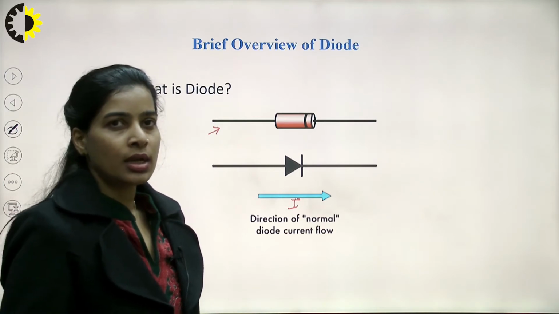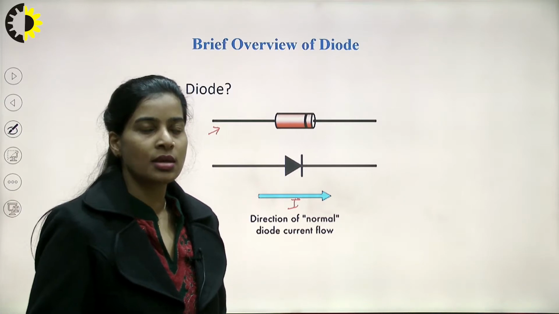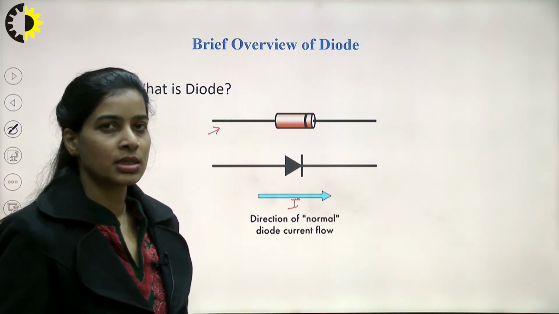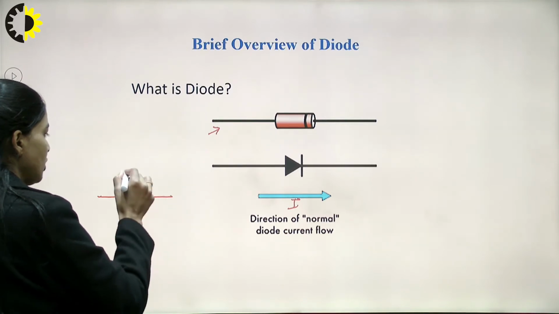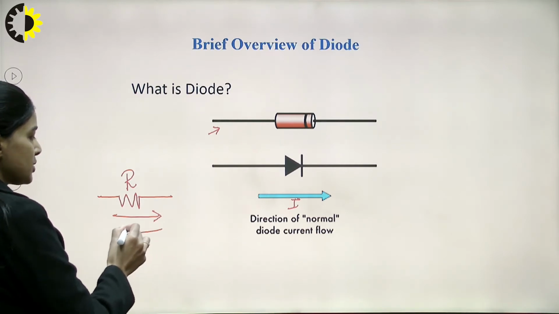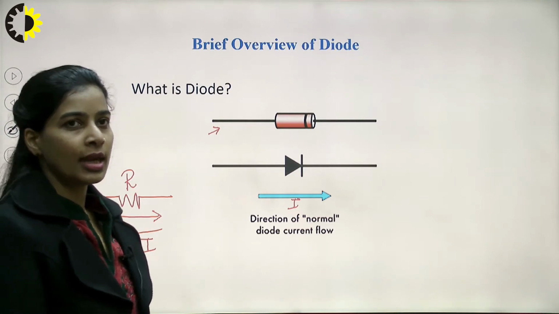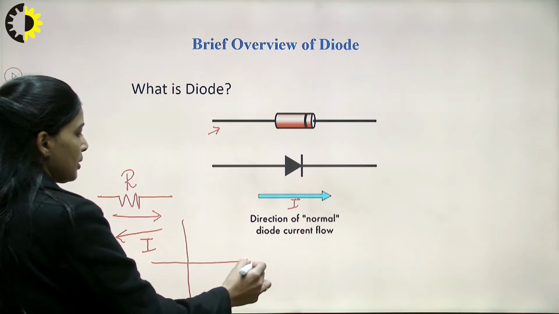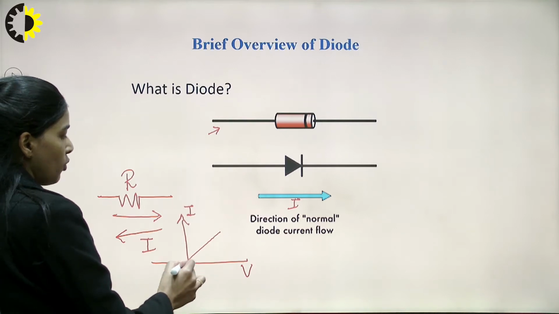Similar to the diode, we have studied one component, that is resistance, and about resistance we know that it can allow flow of current in both directions. If we have a resistance of value R, then it can allow flow of current in the forward as well as in the reverse direction. It has linear characteristics. As the voltage across this resistor increases, the current increases linearly with the voltage.